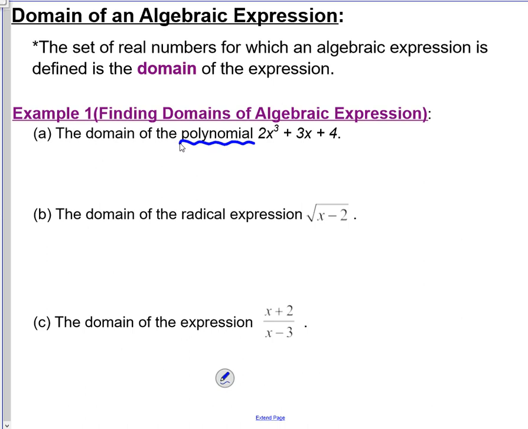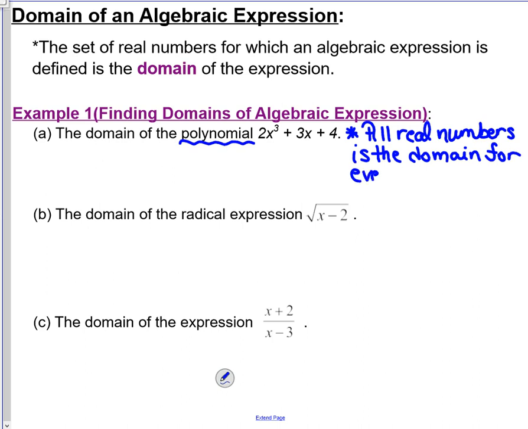So we're going to make a note along the side. All real numbers is the domain for every polynomial. Okay, so you can say that the domain is all real numbers.